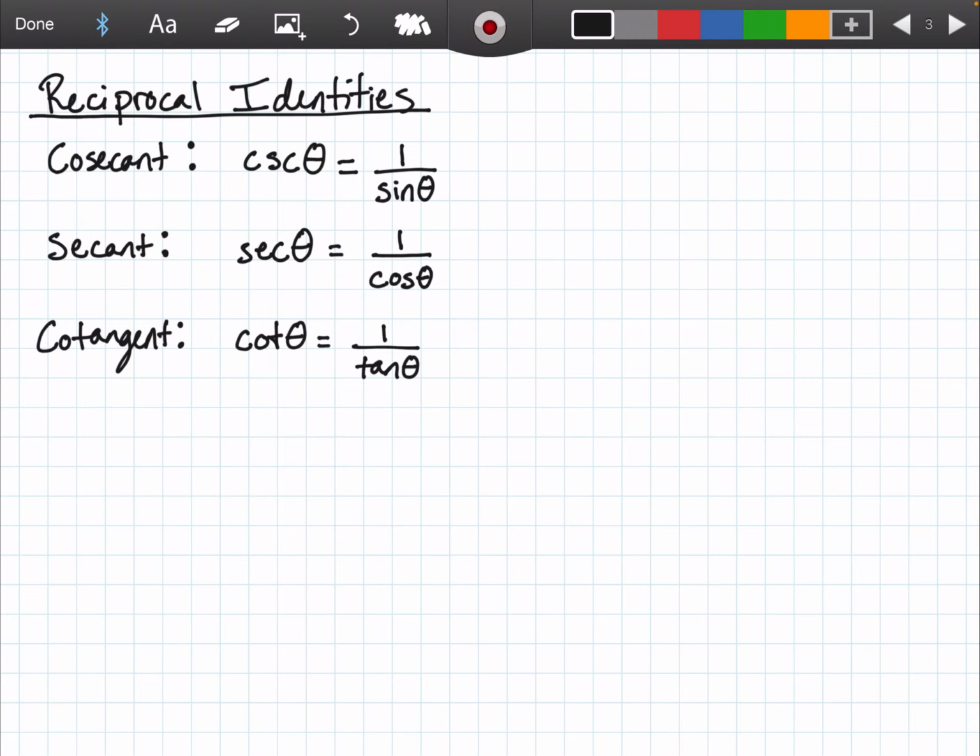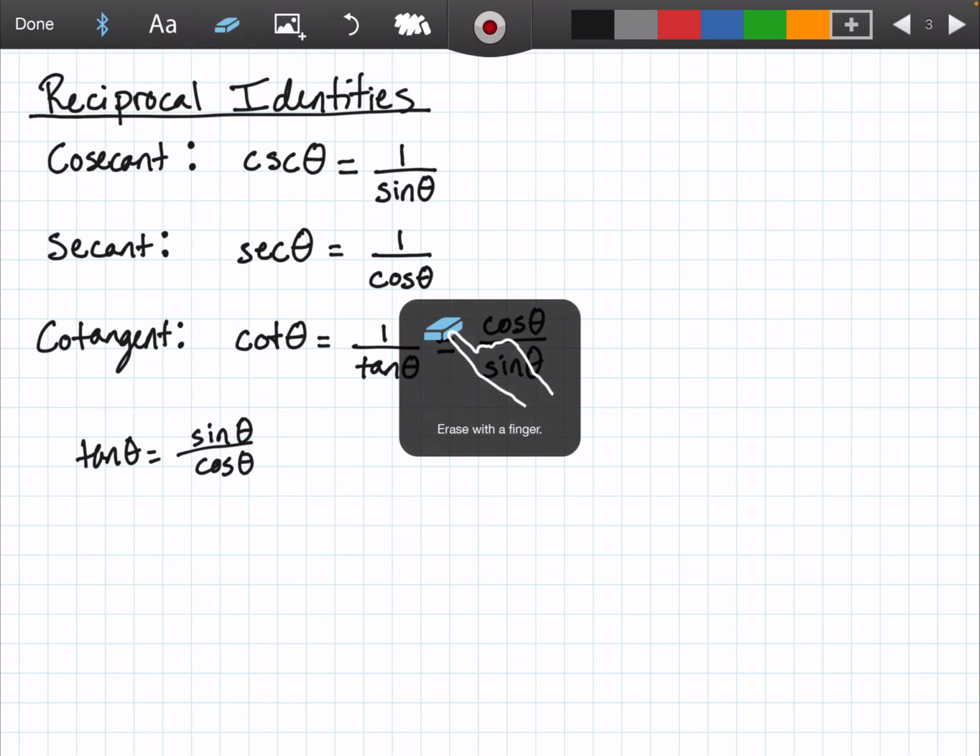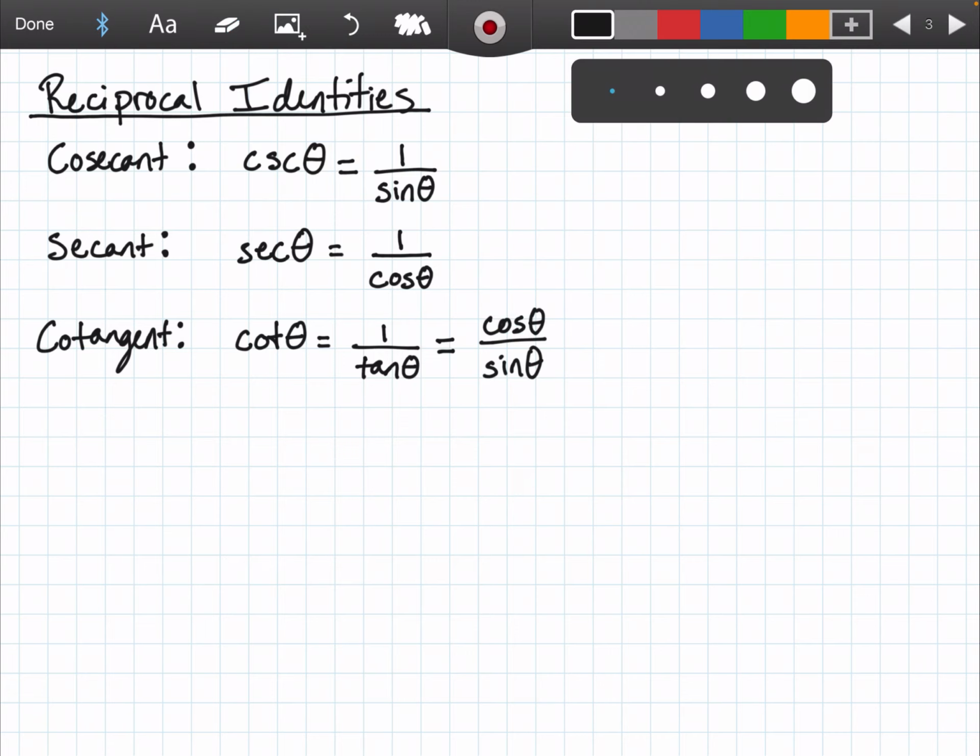Well, let's take a look at, well, reciprocal of tangent, if you remember from just a little bit ago, tangent is sine over cosine, which means I could take the reciprocal of that and get cosine theta over sine theta. All right. We're going to look at this just from a triangle perspective first.